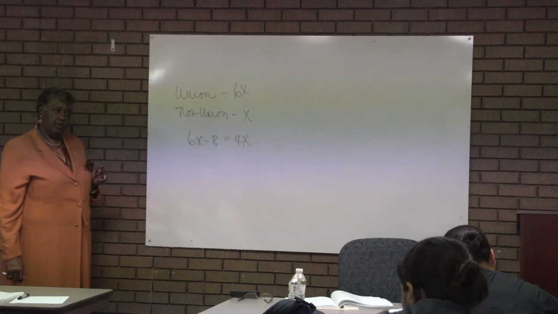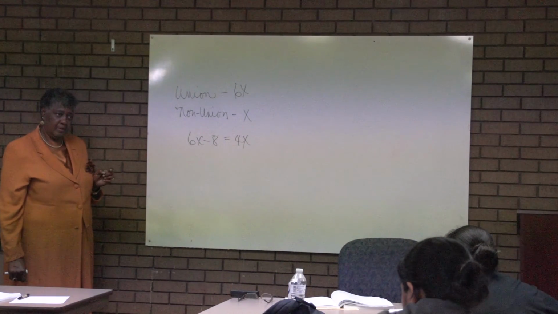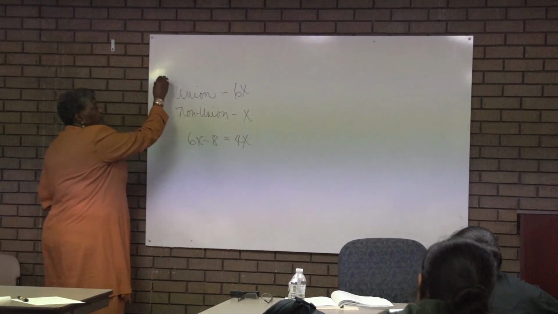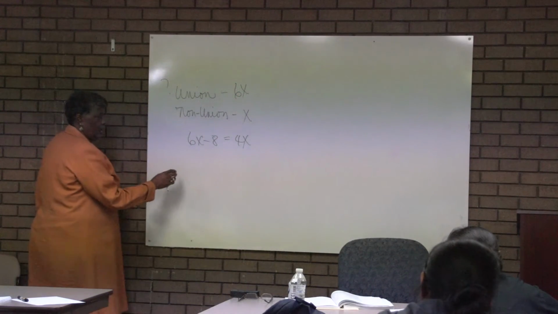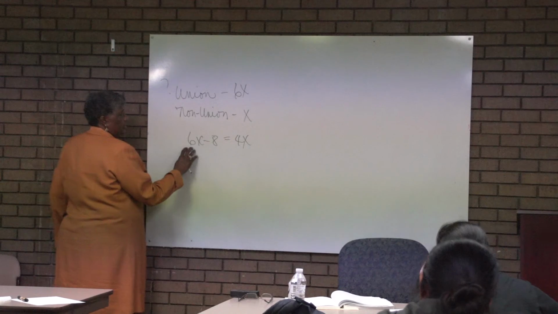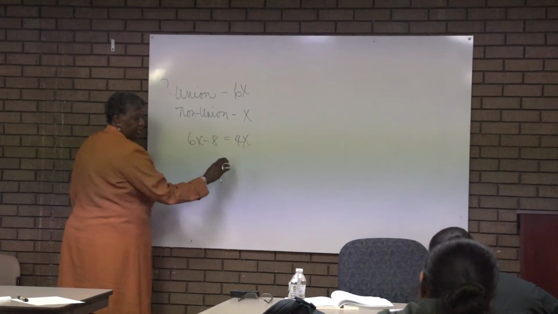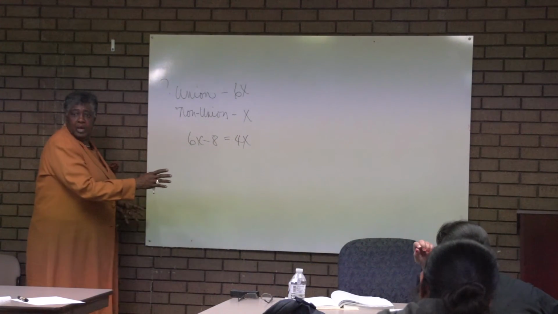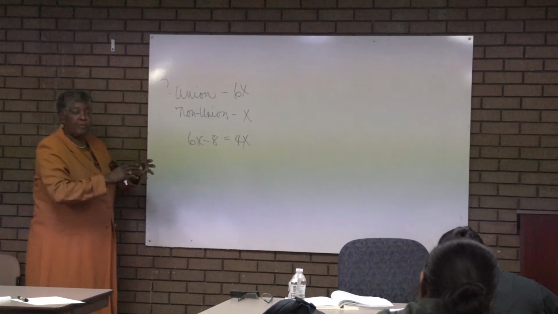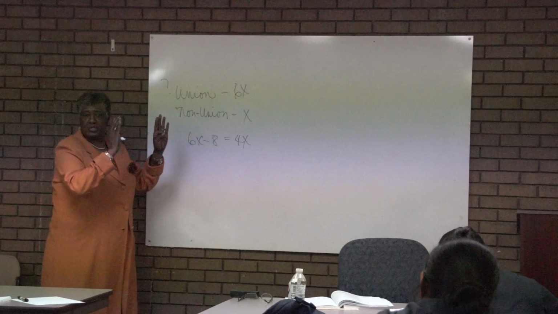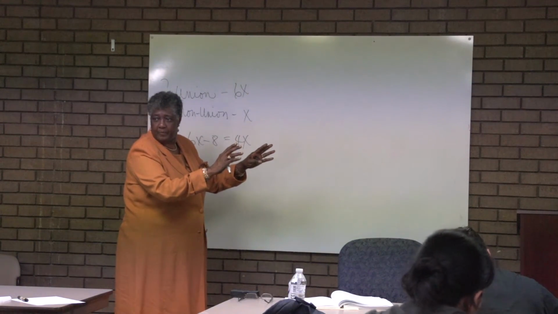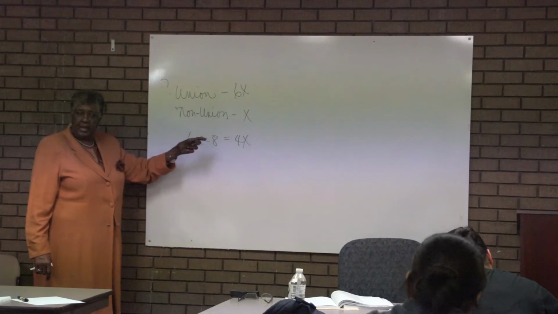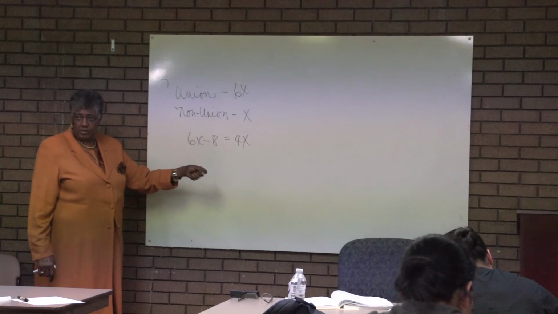And then what does it say next? It just says how many union workers are there at the plant. They want to know how many union workers there are. So we know 8 fewer than the union workers is equal to 4 times the non-union workers. So we have it written. Now, when the X's are on both sides, you've got to move them. You've got to get the X's on one side and the numbers on one side.